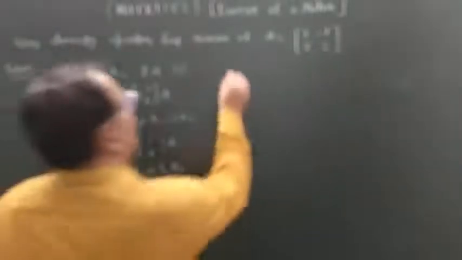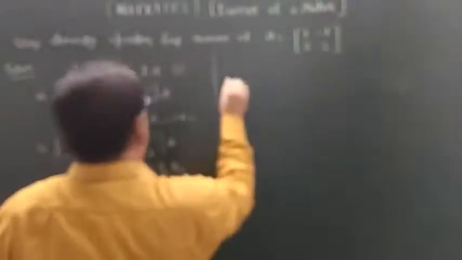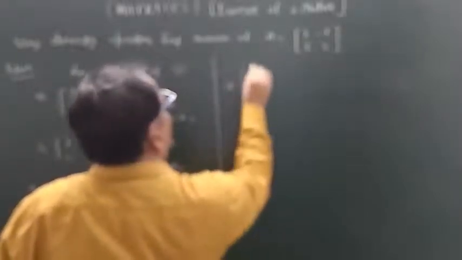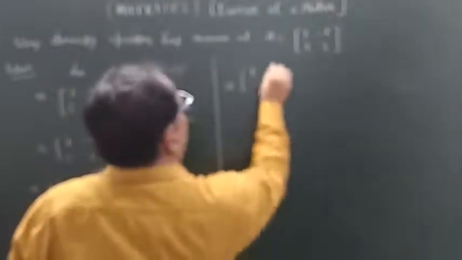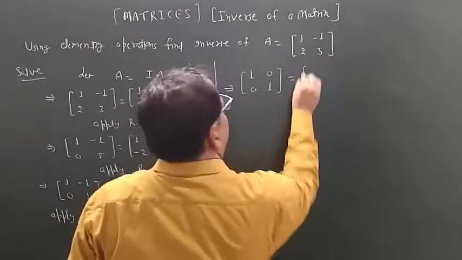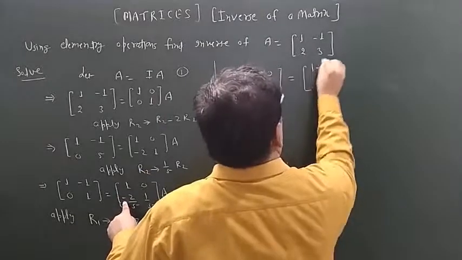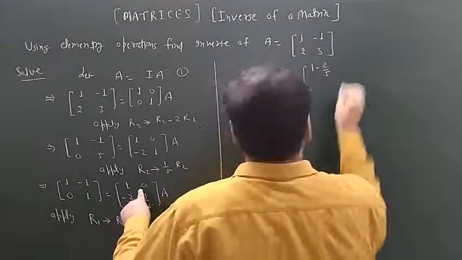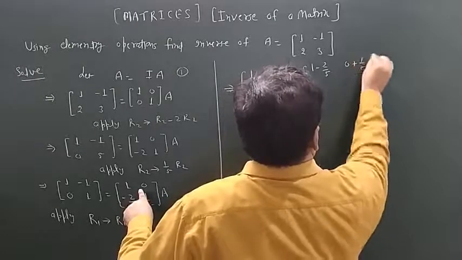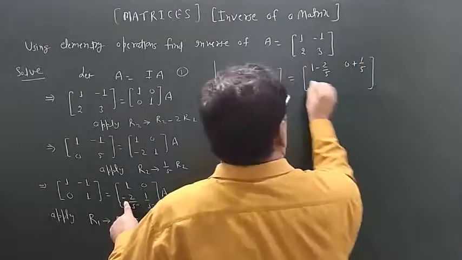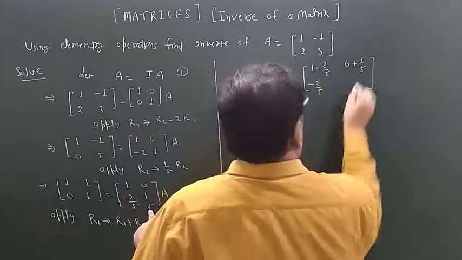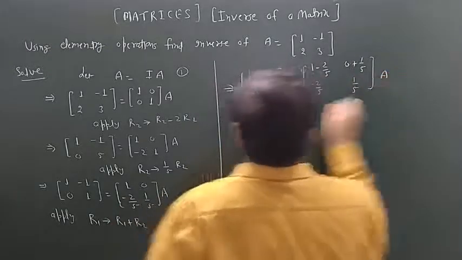Here when we apply R1 plus R2, this becomes now 1 0, 1 minus 1, 1 0 0 1. So the left hand side matrix is converted into identity matrix. Now on the right hand side R1 plus R2, so this becomes 1 minus 2 upon 5. This becomes 0 plus 1 upon 5. Here minus 2 upon 5, there is no change. In second row 1 upon 5 and A is there.